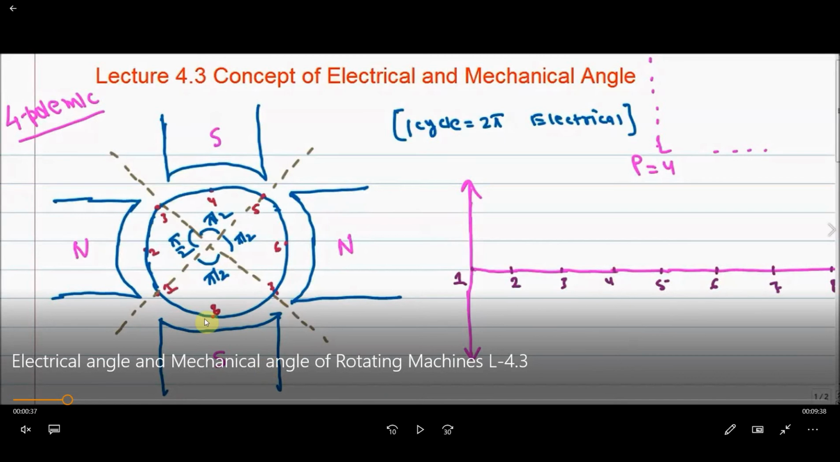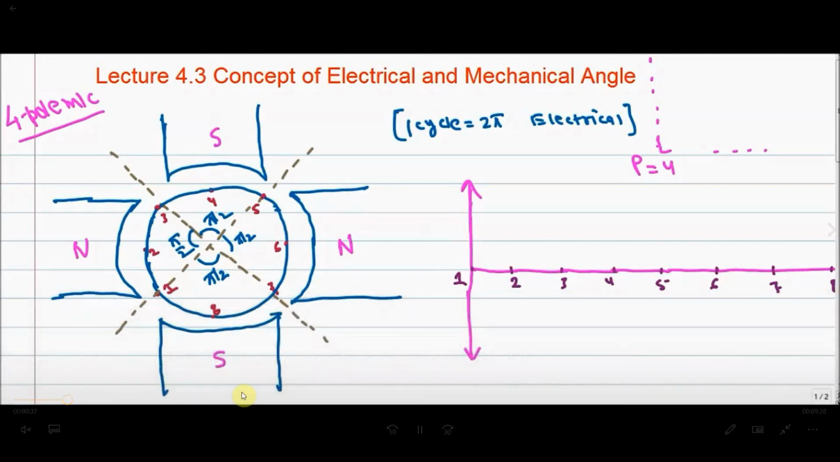Now, this is the concept of electrical and mechanical degree. As you can see, this is a 4-pole machine. These are the 4 poles. This circle is the rotor portion.